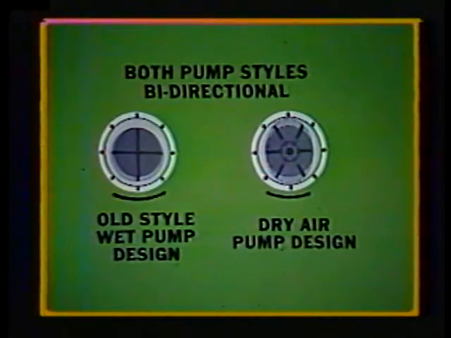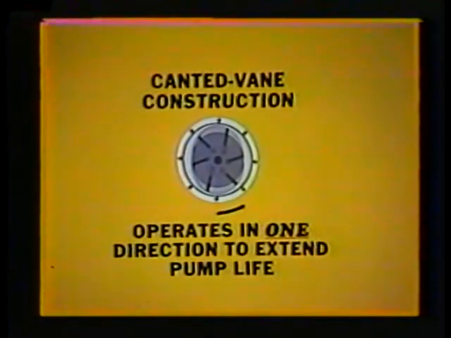Many of these dry air pumps are bidirectional, meaning they can be operated either clockwise or counterclockwise. To accomplish this, vane construction is much the same as an oil-lubricated pump, with the vanes radiating directly from the center of the rotor. On other types of dry air pumps, the vanes are canted into the direction of rotation. This allows the use of longer vanes, which reduces tip velocity to increase their useful service life.